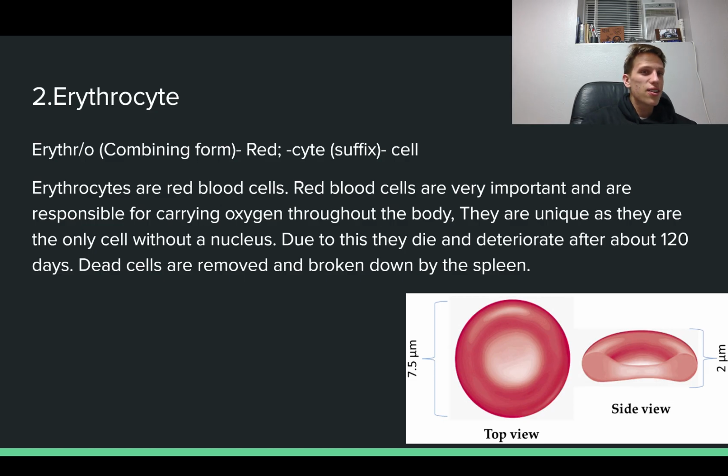And here's erythrocytes. Erythrocytes are just your red blood cells, and they're very important. They have your platelets in them. They carry oxygen, they carry nutrients throughout the body. But something interesting is they do not have a nucleus, and they are the only cell in the entire body that does not have a nucleus. Therefore, they die after about 120 days and are broken down by the spleen, which we will also talk about later.